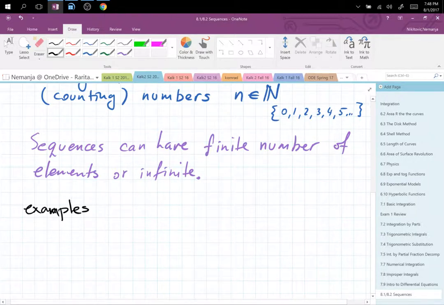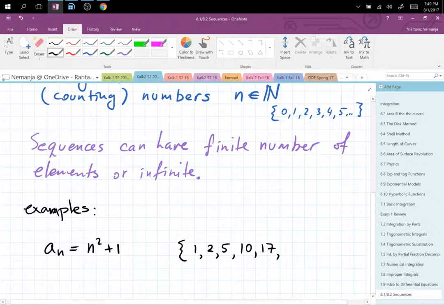So I can use a formula to generate a sequence. Say a_n is equal to n squared plus 1. Now we know that n is going to start 0, 1, 2, 3, 4, 5. Therefore the sequence is 1, 2, 5, 10, 17, 26, going on forever. This is an infinite sequence.